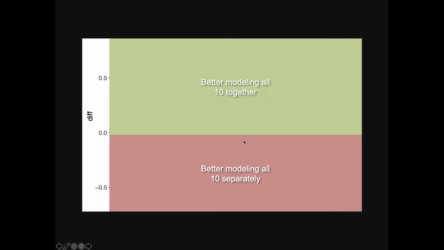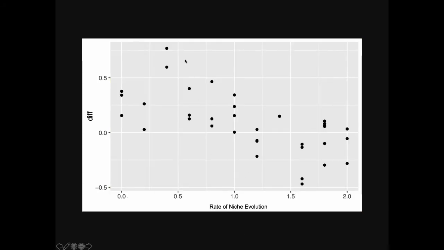So the plot I'm about to show you, I don't want to go into what this metric is, but basically everything above the 0 on this axis is we're better off modeling an entire clade of 10 species together if we want to get the fundamental niche correct. And below the 0 axis is we're better off modeling all 10 separately. And then on the x-axis, we've got the rate of niche evolution. And you can see when the rate of niche evolution is low, we're better off modeling the entire clade together if we want to guesstimate the fundamental niche. And as it gets faster, we're better off separating our species out.